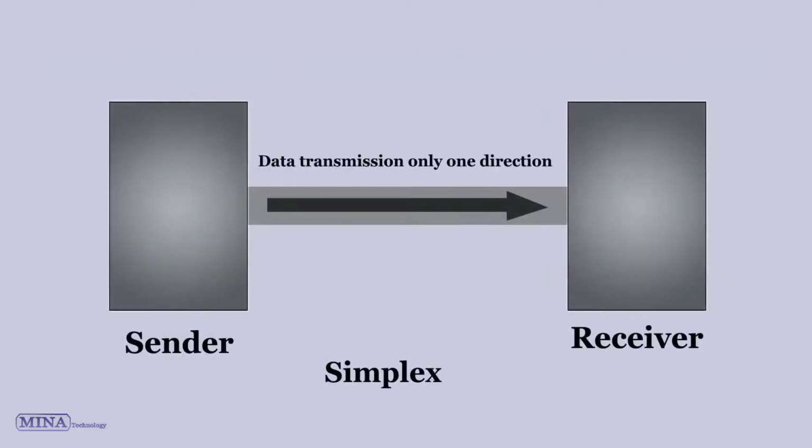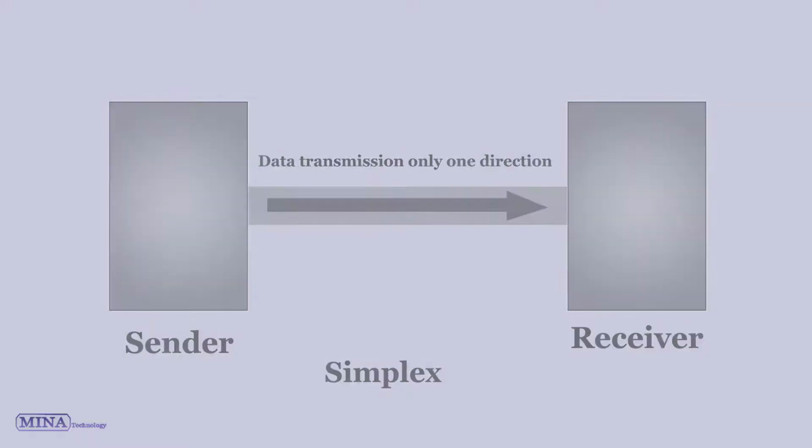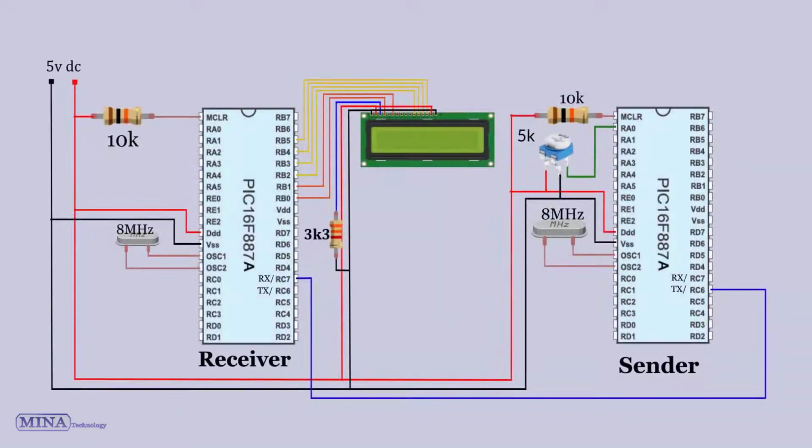In simplex data transmission, data is transmitted from sender to receiver. Here's the circuit schematic. The circuit schematic is very simple. It has two parts, one is the receiver and the other is the sender. The LCD display is connected to port B of the receiver. Here the TX pin of the sender is connected to the RX pin of the receiver. The 5K variable resistor provides the analog value to the microcontroller.